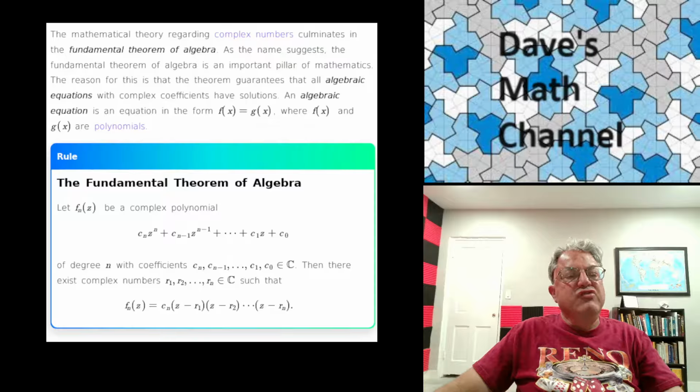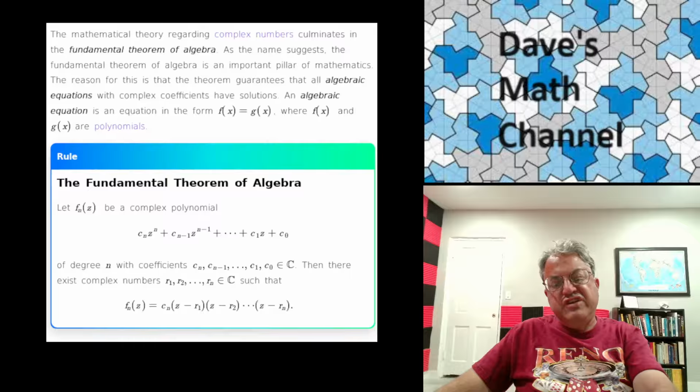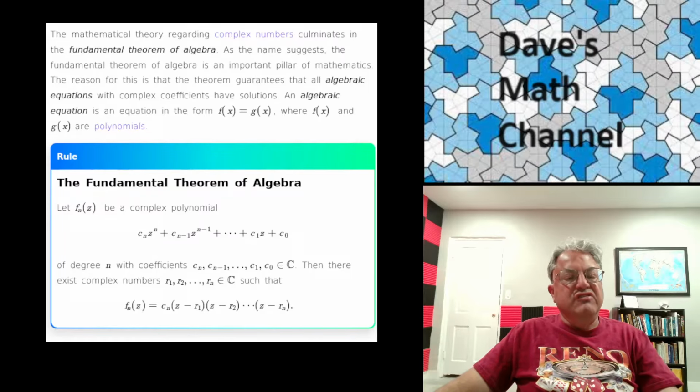What this formula is basically saying is that there's exactly n roots, counting multiplicities. You might have a factor squared or cubed, and then that just means it has multiple roots. But it always has exactly n roots, counting multiplicities. So in other words, it factors completely into linear factors over the complex numbers. And that's a really nice result because that's not true over the real numbers.